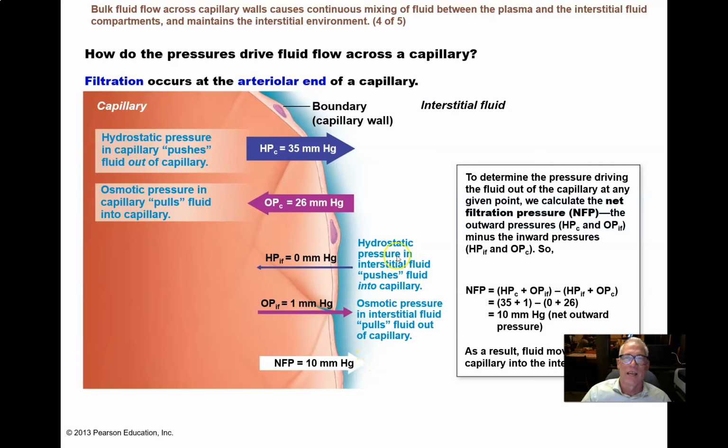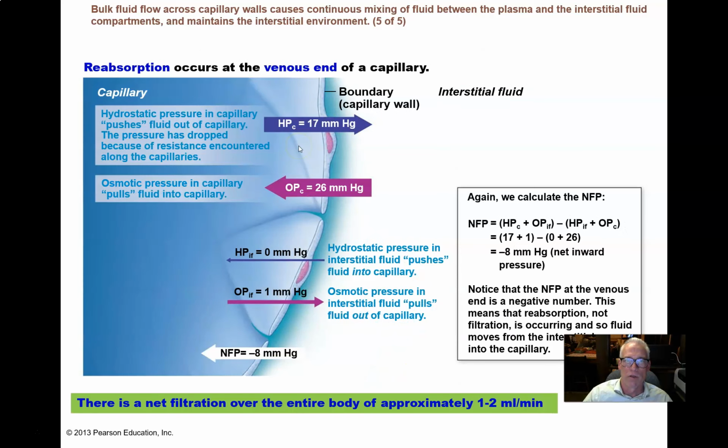Now this is at the arterial end of the capillary. We have this positive net filtration pressure forcing water out of the capillary because we have a lot of blood pressure in here, 35 millimeters of mercury.